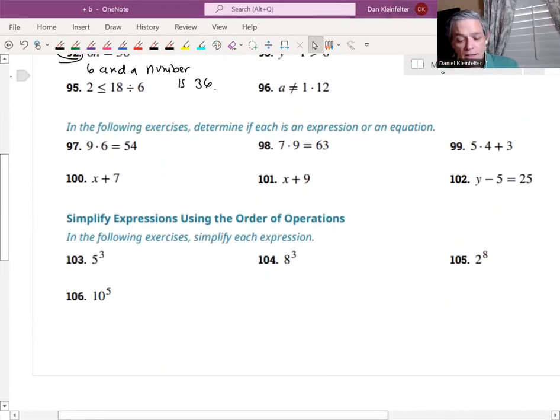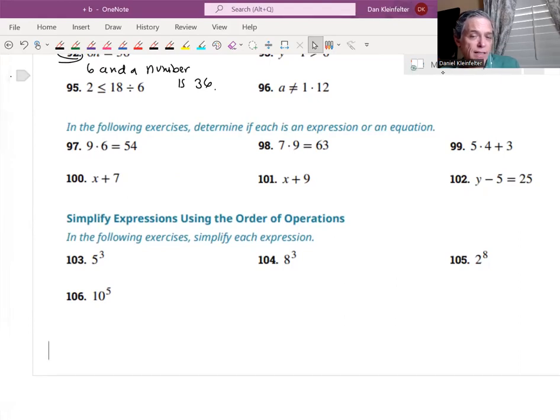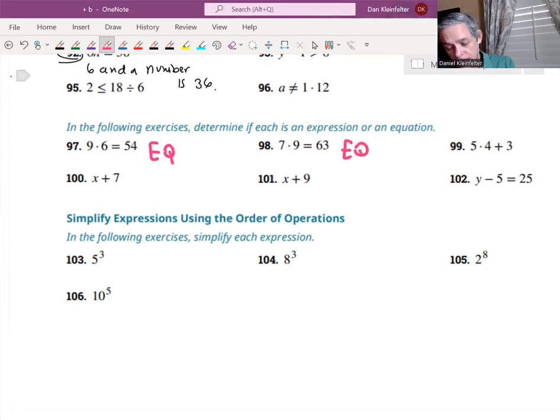All right, in the next group, we're to decide if each is an equation or an expression, and an easy way to tell is whether there's an equal sign in there or not. So for this, I'm going to write EQ for an equation. That's an equation, that's an equation, that's an equation, and everything else is an expression.